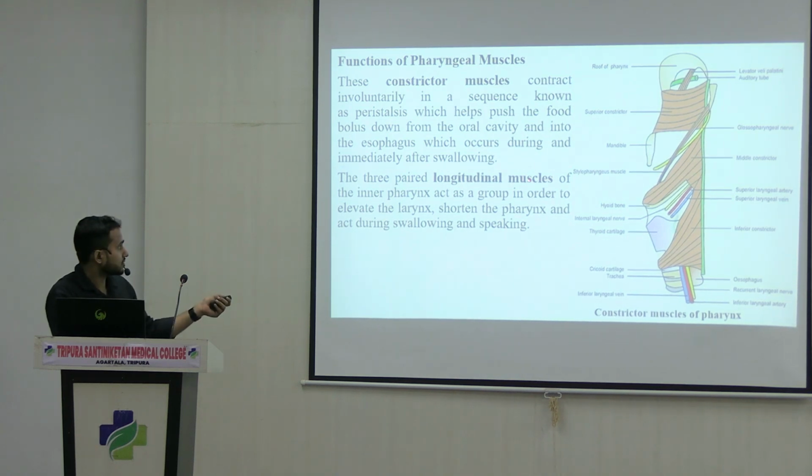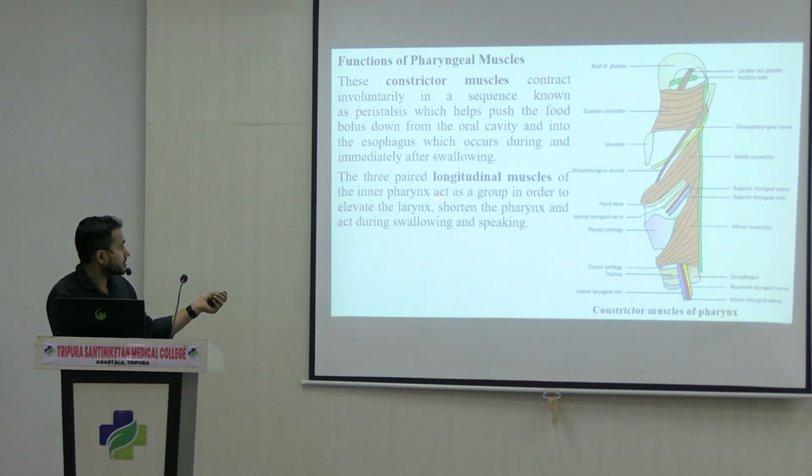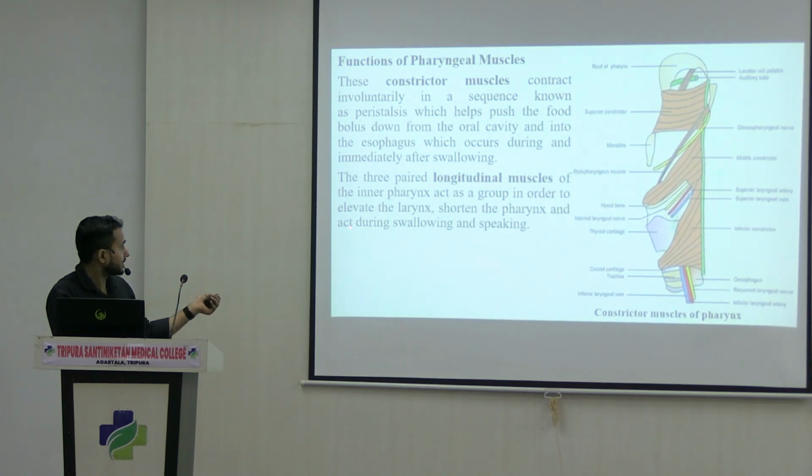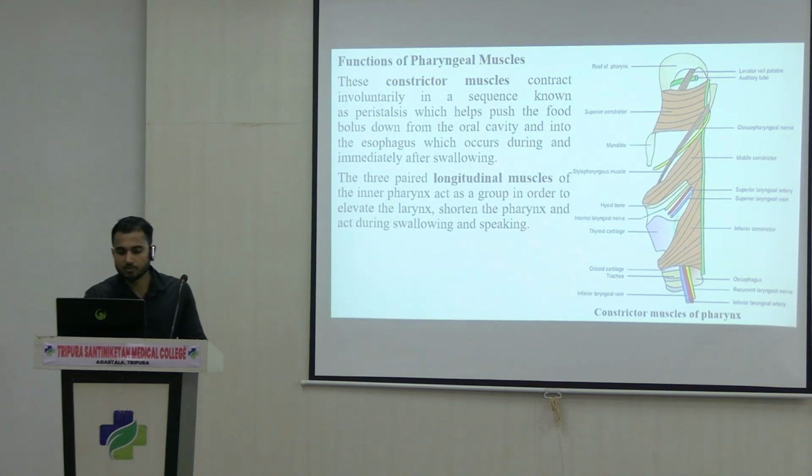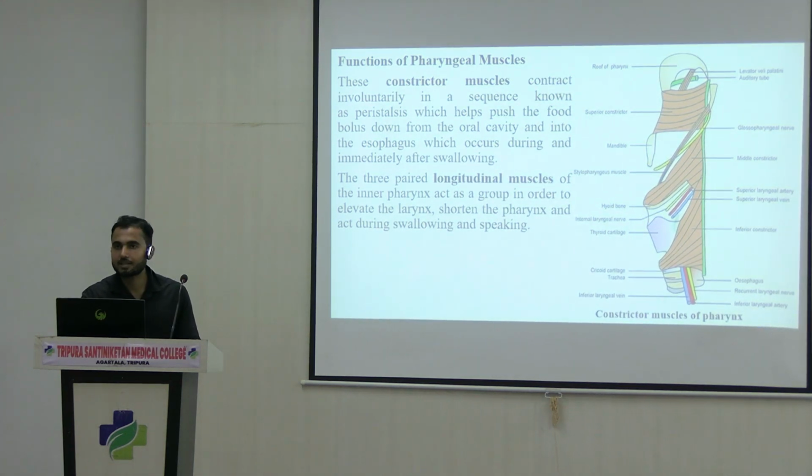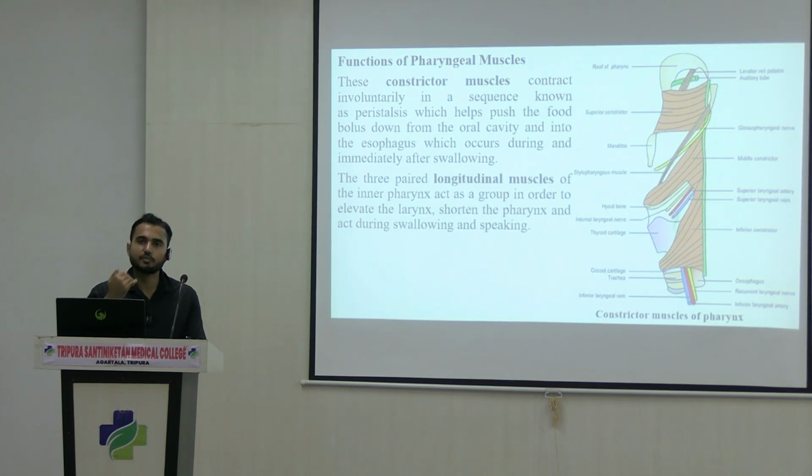So here you can see the longitudinal muscles. What will these longitudinal muscles do? They will shorten the pharynx, and that is required during swallowing and speaking. Along with that, they will elevate the larynx, and they will shorten the pharynx, which is required during deglutition and during speech production, or talking. So these are the functions of the pharyngeal muscles.